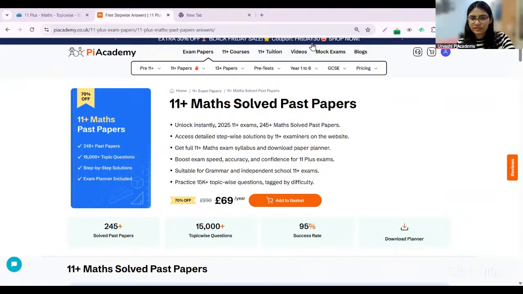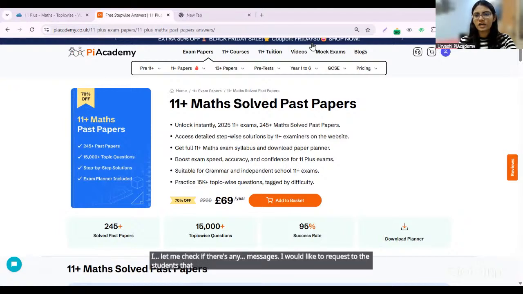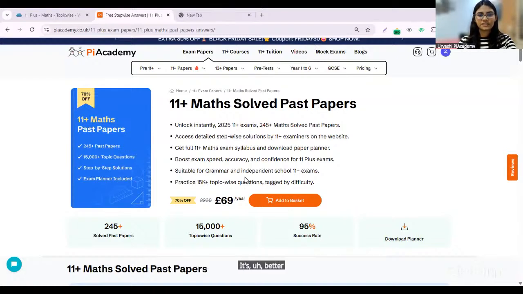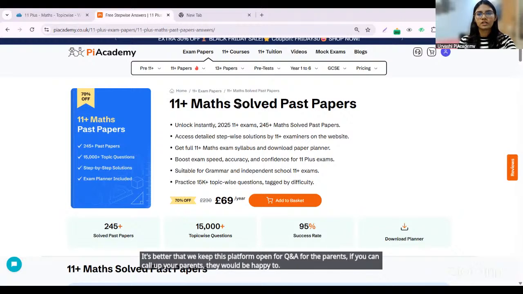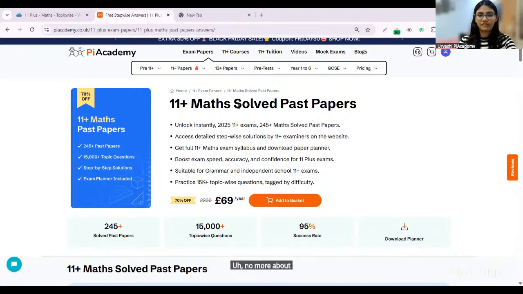Okay, let me check if there's any messages. I would like to request to the students that do not bombard the chat box with your funny images. It's better that we keep this platform open for Q&A for the parents. If you can call up your parents, they would be happy to know more about what we have.